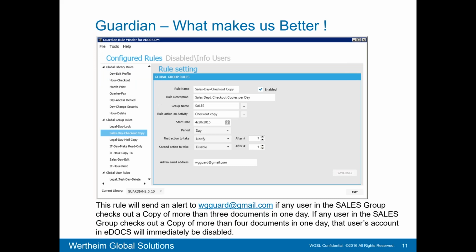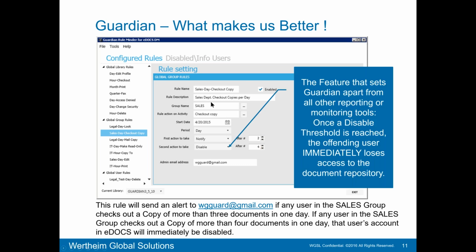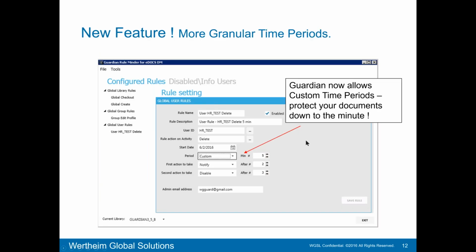The sales department is a global rule that says perhaps we want to have a different level of rules with different thresholds, and we can go more granular than that. We can go further than that if we want by setting custom time periods. We're not limited to just days. So we can say if in 5 minutes a user deletes more than 2 documents, notify me. This is an example of another group rule.